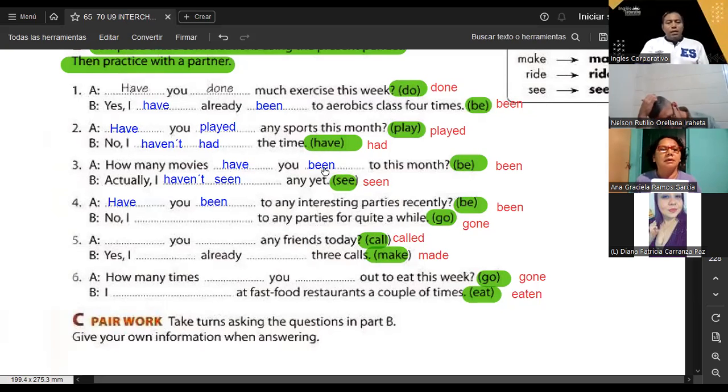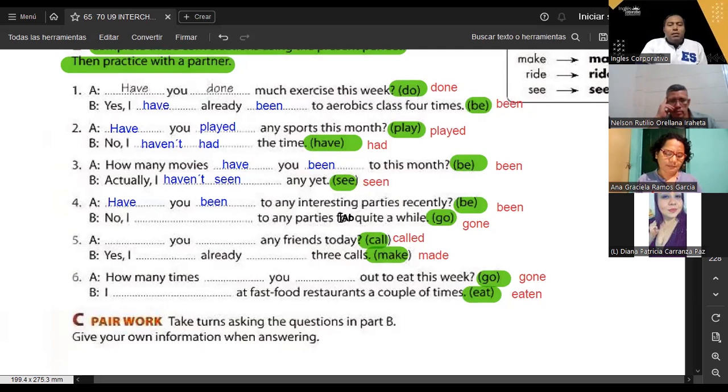How many movies have you been to this month? Actually, I haven't seen any yet. Pues sabemos que es negativo porque está el yet. Y el yet lo utilizamos solo en oraciones negativas y también en preguntas, ¿verdad? Que significa aún o ya.